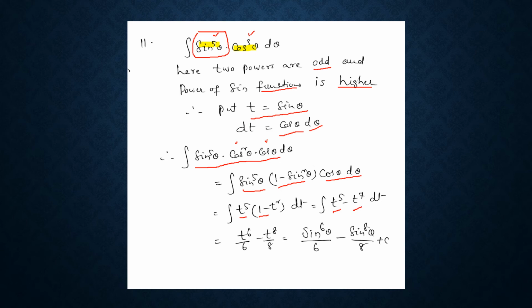Now by integrating each term separately, the integral of t to the power of 5 dt is t to the power of 6 by 6, minus the integral of t to the power of 7 dt, which is t to the power of 8 by 8. Now put what t is here. T is equal to sin theta. Sin theta whole to the power of 6 by 6 minus sin theta whole to the power of 8 by 8 plus c, that can be written as sin to the power of 6 theta by 6 minus sin to the power of 8 theta by 8 plus c.